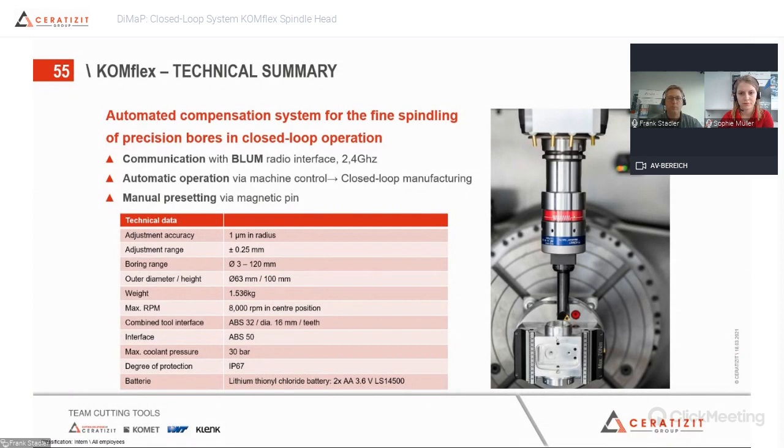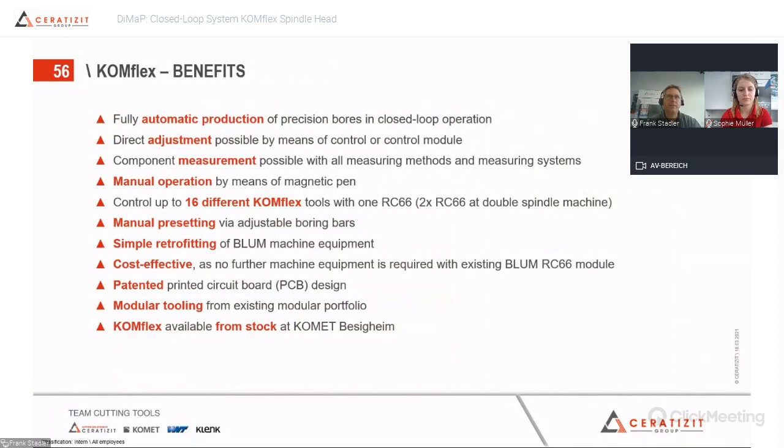The advantages are summarized once again. We have a fully automatic production of precision bores in closed loop operation. We have a direct adjustment possible by means of control or control module. The component measurement possible with all measuring methods and measuring systems. Manual operation by means of magnetic pen. The control of up to 16 different KOMflex tools with one RC66. If you have a double spindle machine, you need best two of them.